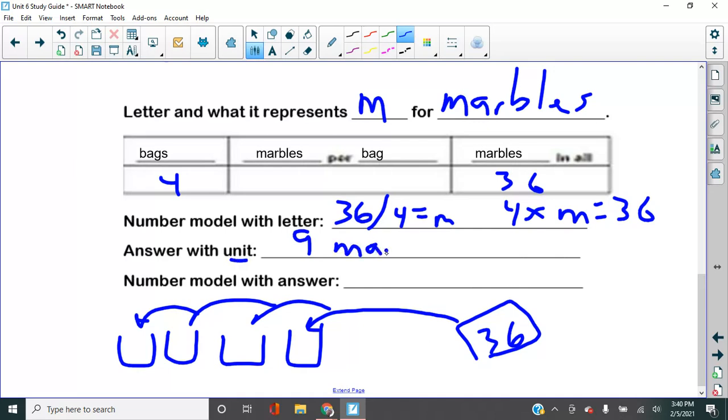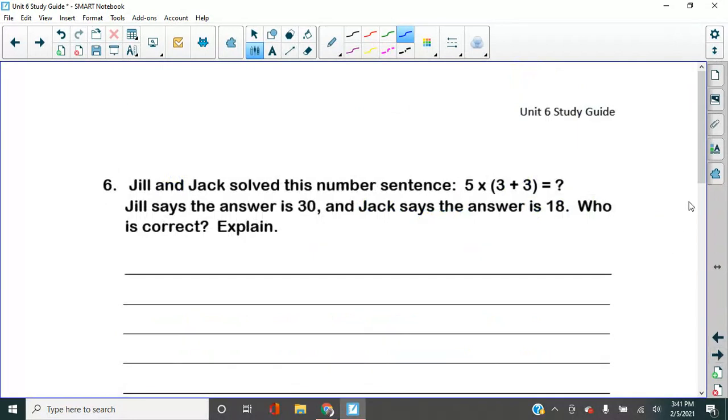Don't just say 9. And our number model with our answer. Now we're going to put our answer in here. So if we're putting in a variable, an unknown, we have to put this M here. But when we want to put the answer, we can put the number. See how that works? All right.